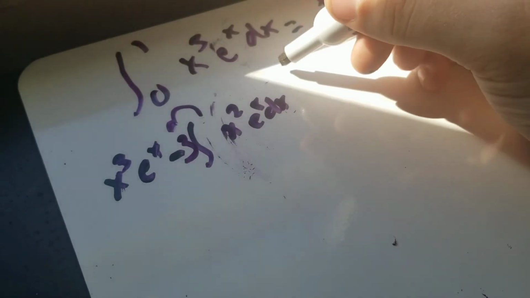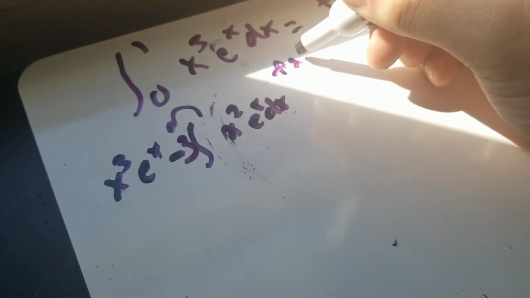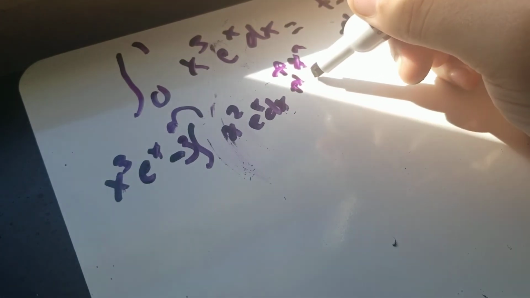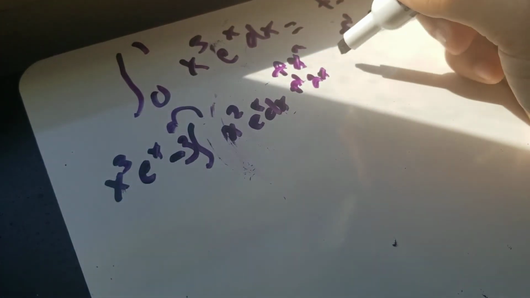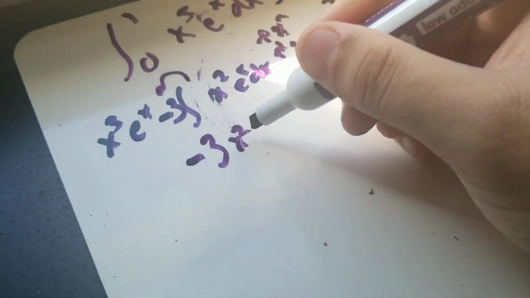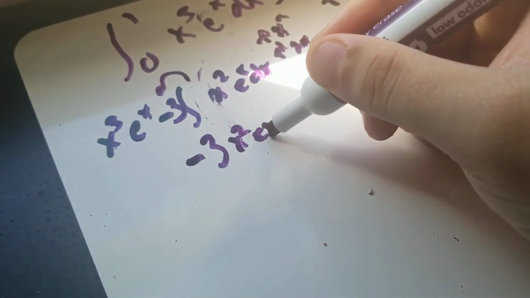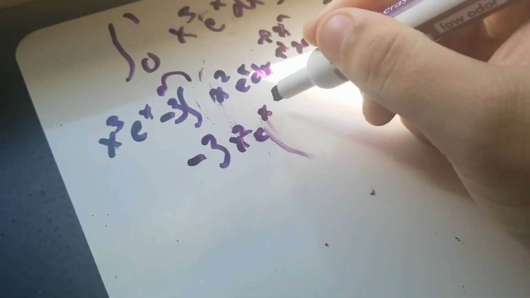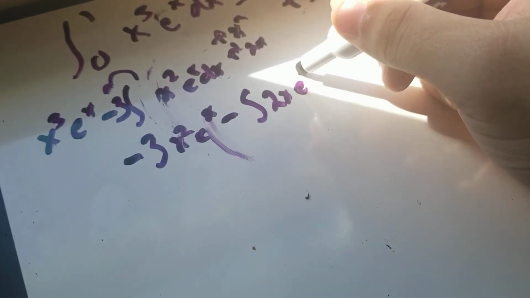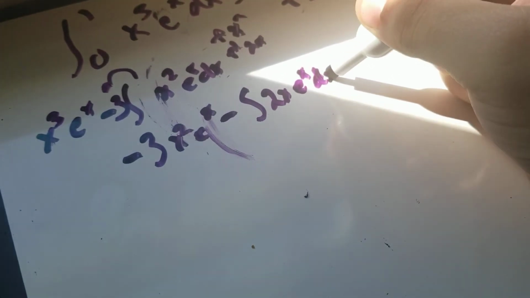And then the next one, f of x is x squared. So then f prime of x equals 2x. And then the g's are the same, so I'm not going to bother rewriting that. So this becomes minus 3 times f of x, which is x squared, e to the x, minus the integral of now f prime of x, which is 2x, e to the x dx.